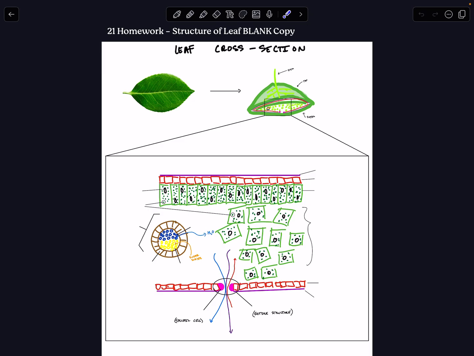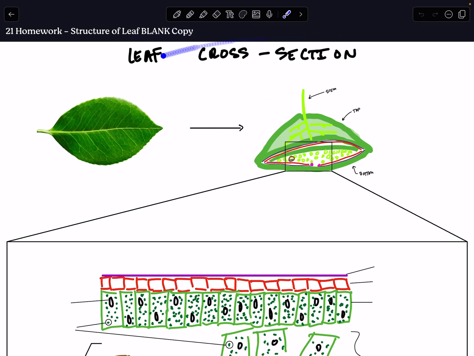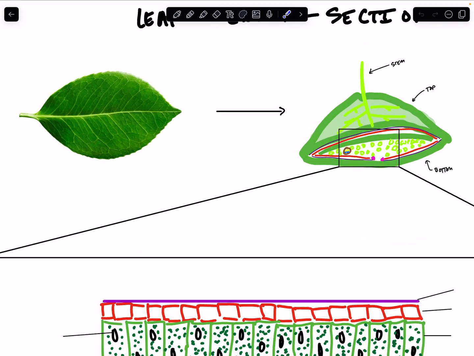Photosynthesis takes place in lots of different types of organisms, but we're going to be focusing on the photosynthesis that happens in leaves. And we're going to be looking at some leaves underneath the microscope over the course of the next few days. So we're going to start out talking about a leaf cross-section. Well, what does a cross-section mean?